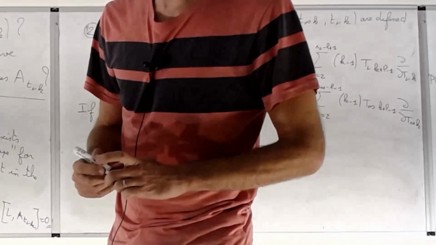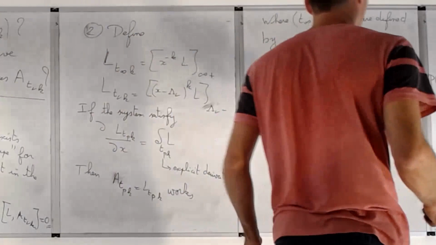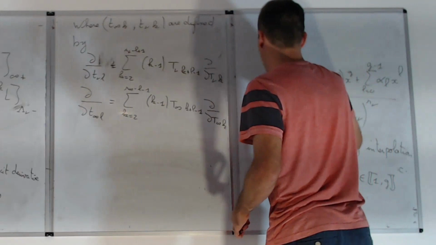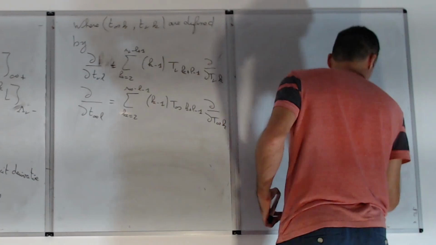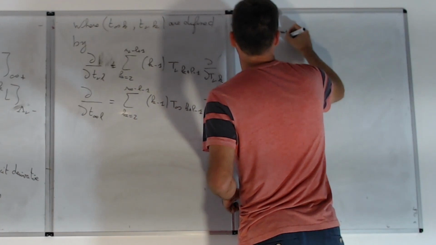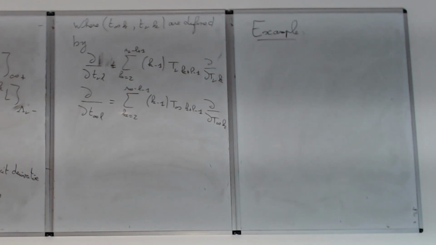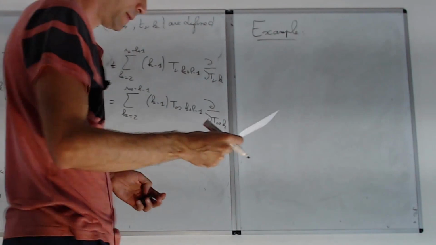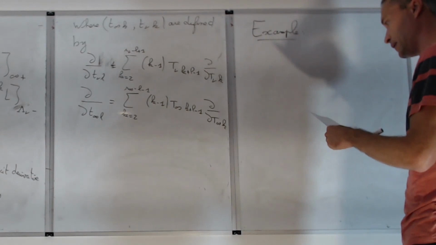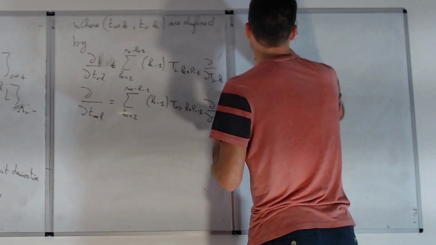Okay, so just to finish, let's try this on the example, because this is a little general, not necessarily easy to follow. So what happens in the example? Just to remember, the Lax matrix, I'm going to write it rapidly again.